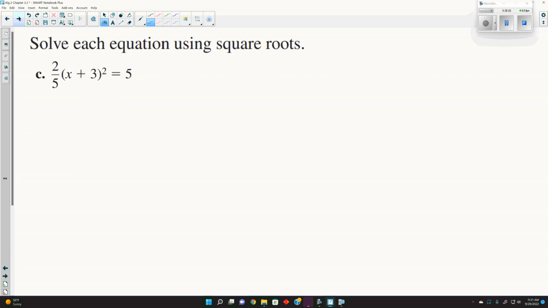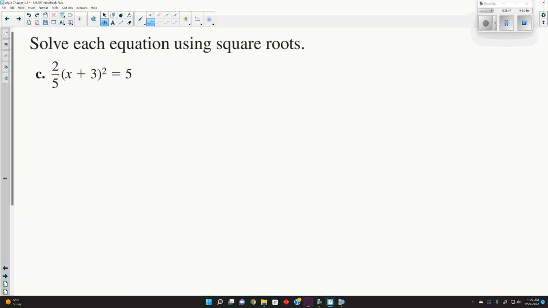Let's look at the next one. We had 2/5 times (x plus 3) squared is equal to 5. So this one here, we could still use the square root method because the only place where x is, is inside the parentheses, yes? If I can get those parentheses by themselves, well, the square root of it would get the square to go away, get that power to go away, and leave us with just x plus 3.